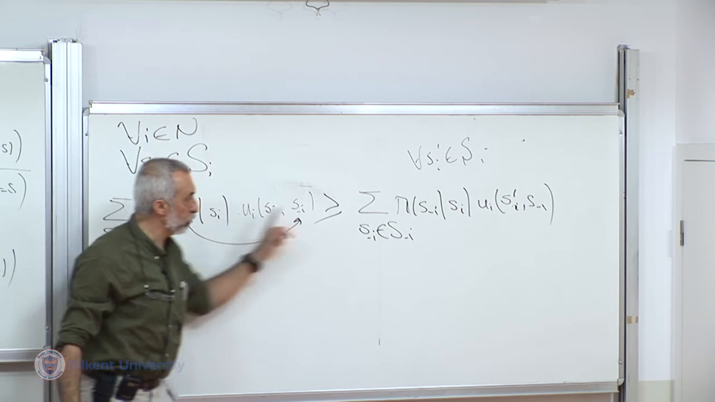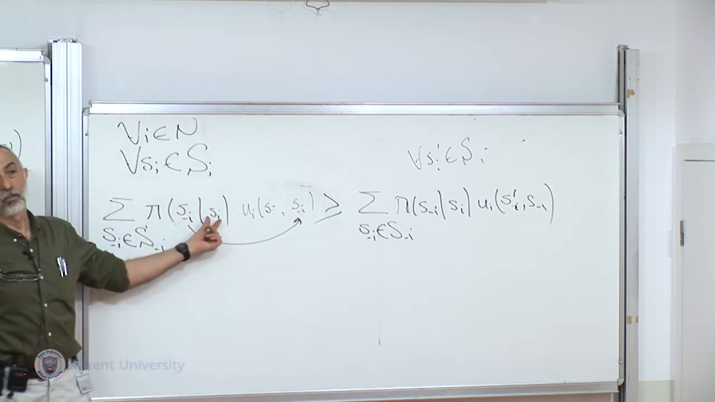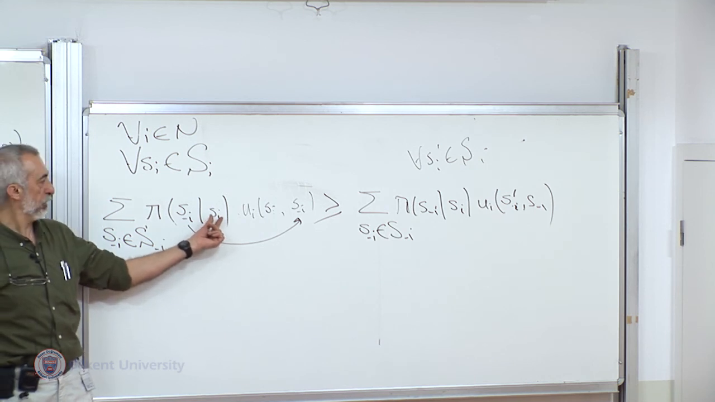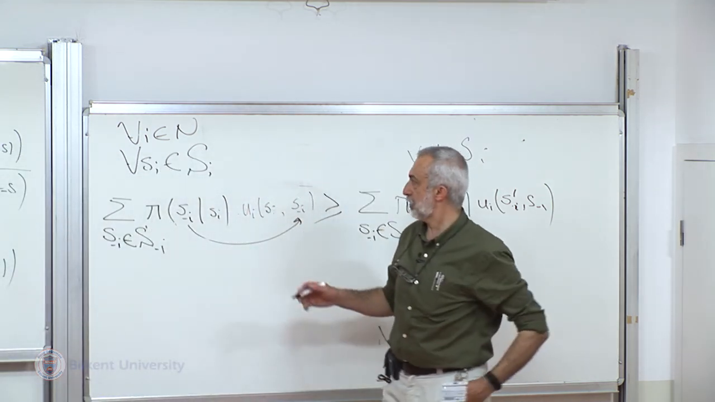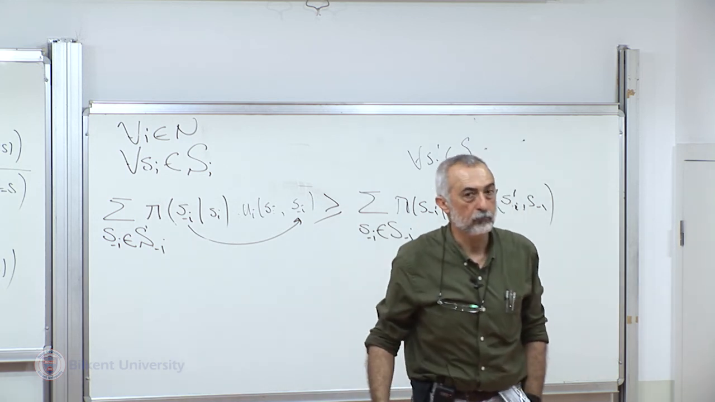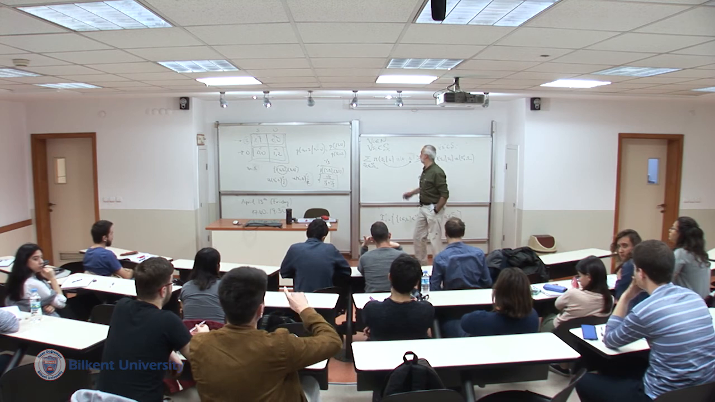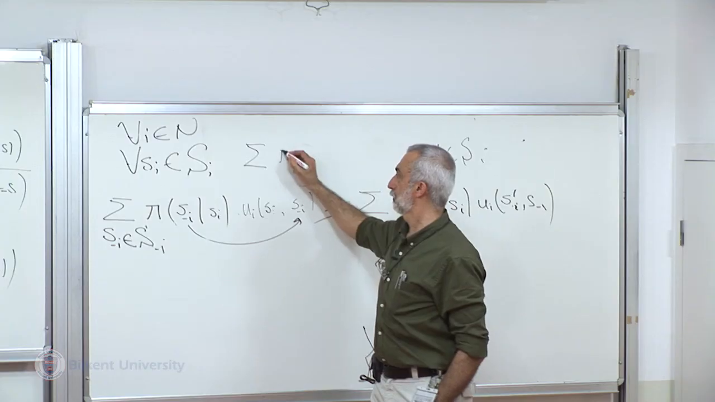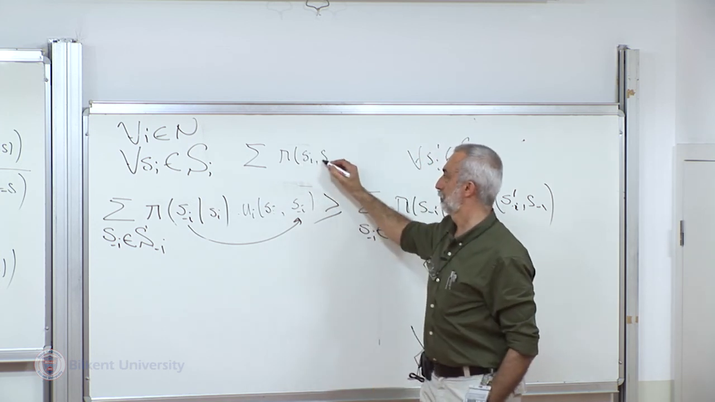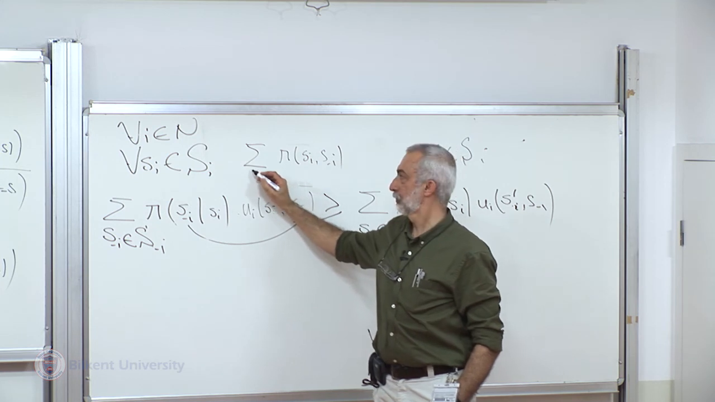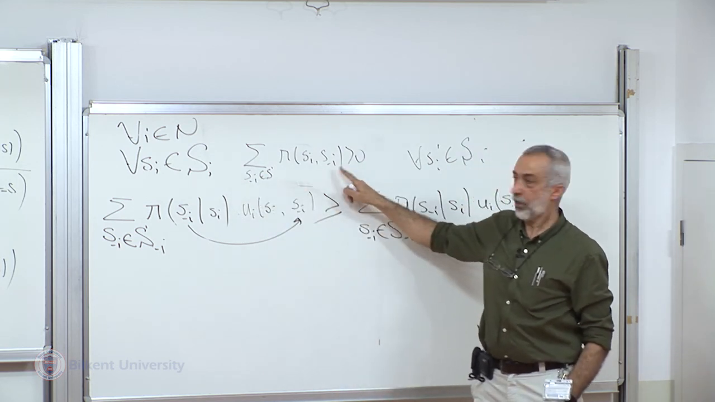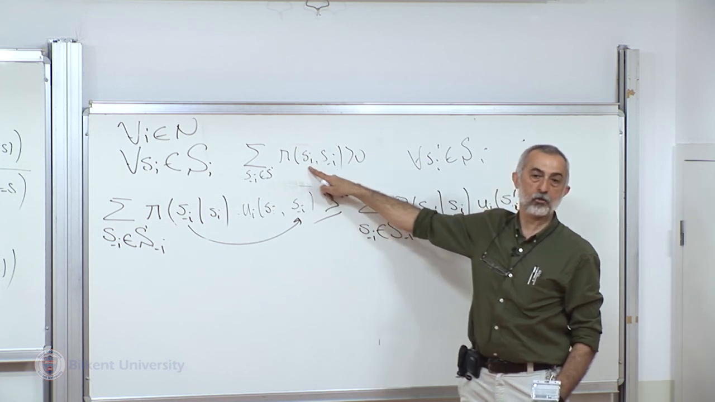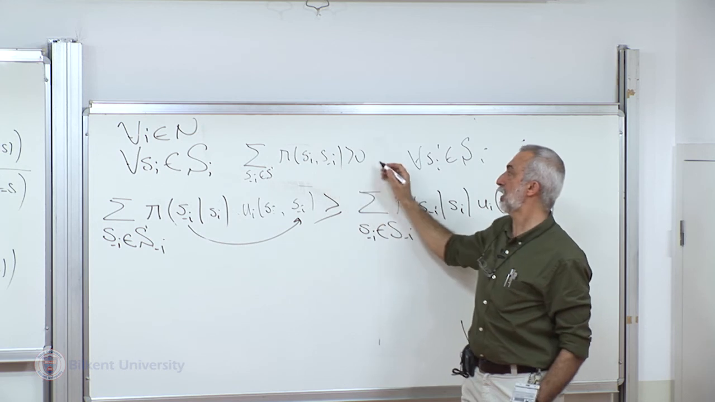Okay? So what do we need to do? We need to say that you should check this condition only if an outcome in which player I is told to play SI is selected with a positive probability. Okay, so we need to add that condition too. The summation over S minus I is greater than 0. So this means that there is at least one outcome in which player I is told to play SI.